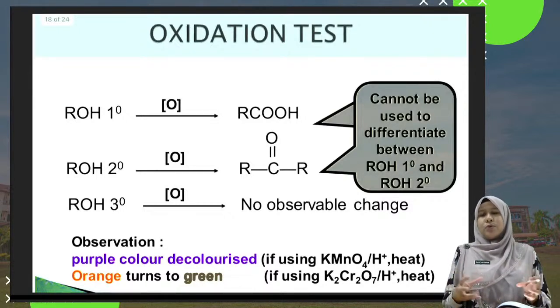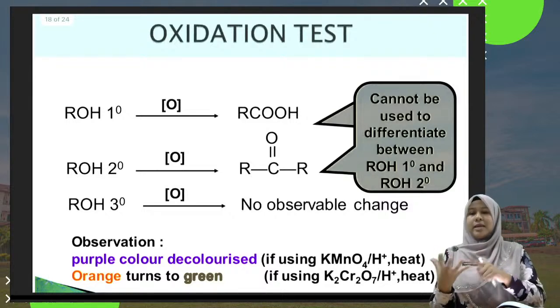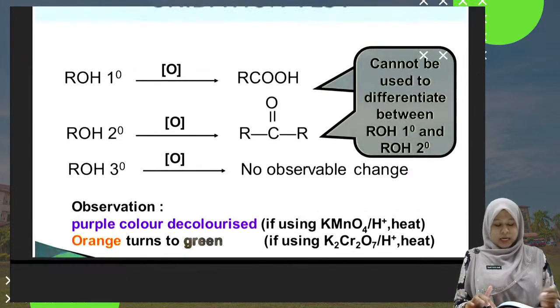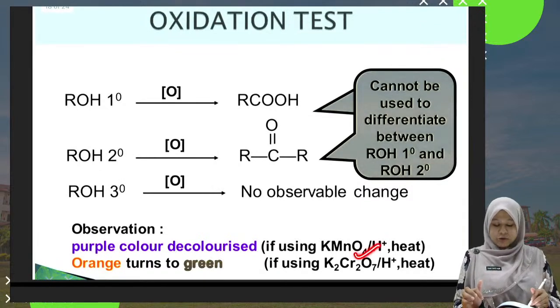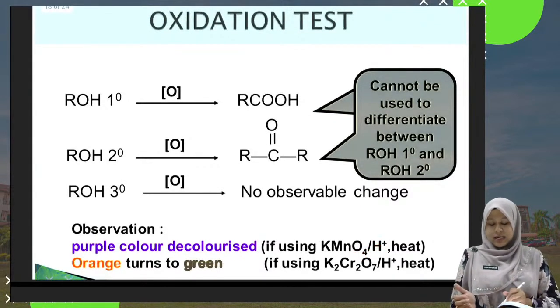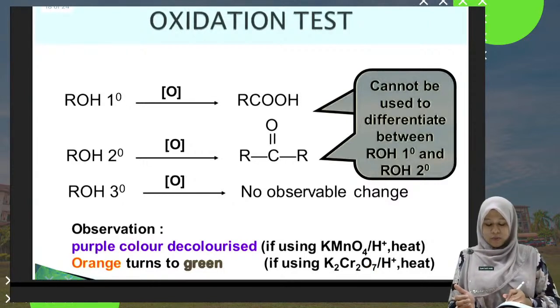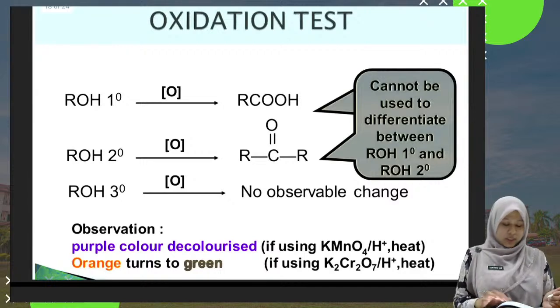So, apa yang kita boleh guna kalau kita nak differentiate between primary and tertiary ataupun secondary and tertiary alcohol. Kalau kita menggunakan potassium permanganate solution, kalau positive result dia, kita akan dapat purple turns to colourless solution. Kalau kita guna potassium dichromate, from orange turns to green solution.